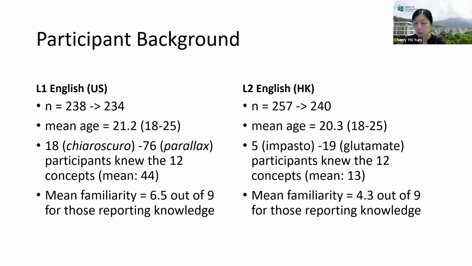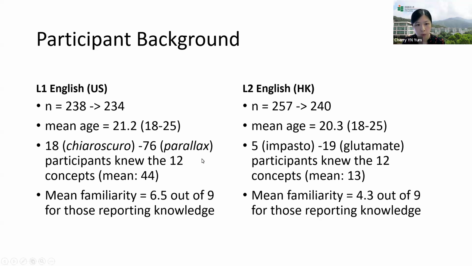And this slide shows a summary of the participant backgrounds. The L1 group from the US and the L2 group from the UK, you'll see the sample sizes are quite similar, around 230 to 240. The mean age is 20 to 21, a university student sample. And here I want to highlight the prior knowledge about the concepts, because we did not create new concepts, but these are existing in certain fields. Participants may already have some familiarity with the concepts if they had interest in these fields.